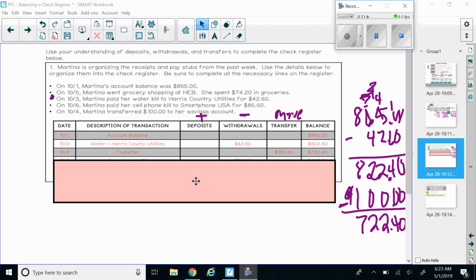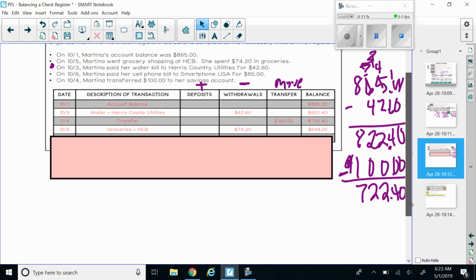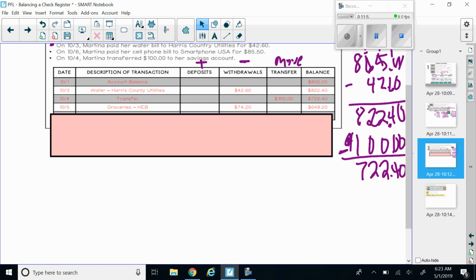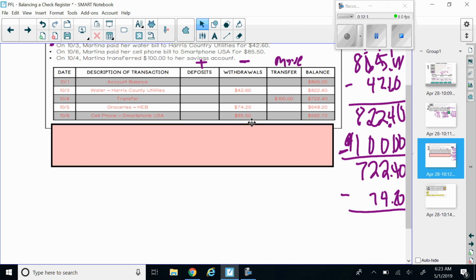All right. So next one was on 10-5. And on 10-5, she did a withdrawal of $74.20 because she needed groceries. And so then, remember, it's just going to be this continuation of, okay, so now I have to subtract $74.20, and I should get $648.20, okay? And then the last one that she does is a withdrawal, because she had to pay for her cell phone, which was $85.80. And so once she's done with that, her new balance is $562.70.